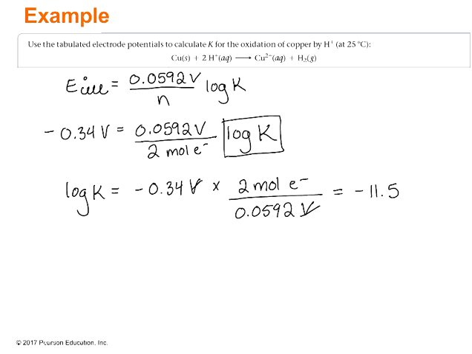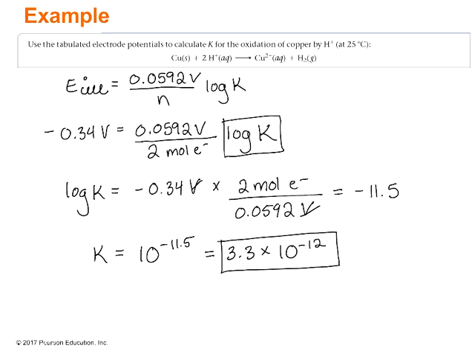Okay, so let's take the inverse log of both sides. So K will equal 10 to the negative 11.5, and then that will equal 3.3 times 10 to the negative 12. Okay, so if we're looking at that value of K, that's pretty small. So that's a lot lower than 1.